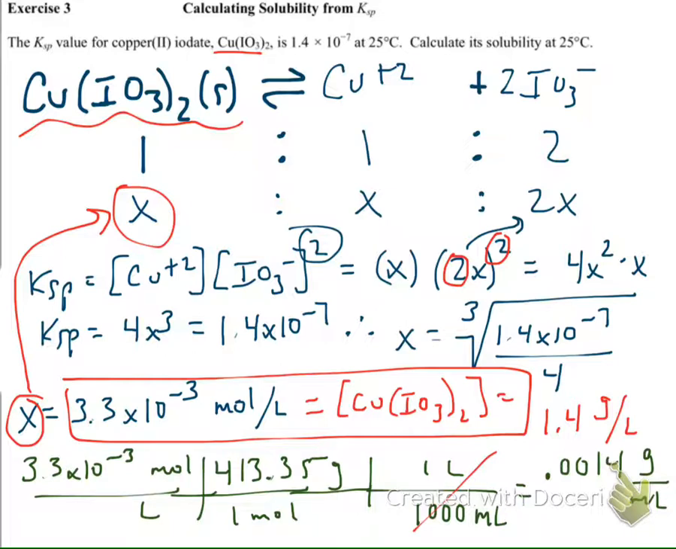So 1.4 grams is not a lot. So if we weighed 1.4 grams of this solid and put it into a liter of water, that's all that would dissolve. If we tried to put any more in there, it would stay as a solid. So this is not very soluble, so we wouldn't be able to get a lot of this solid to dissolve in your liter of water.